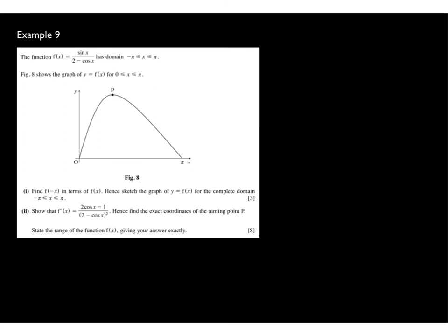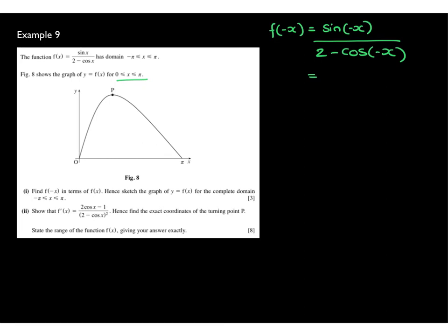So we're given a trigonometric function defined across the domain negative pi to pi, but we're only given the graph for a portion of the domain from 0 to pi. So our first job is to find f of negative x in terms of x. Now, f of negative x means we have sine negative x over 2 minus cos negative x.